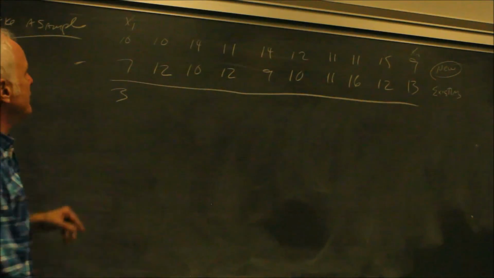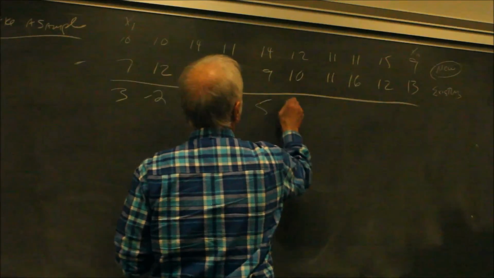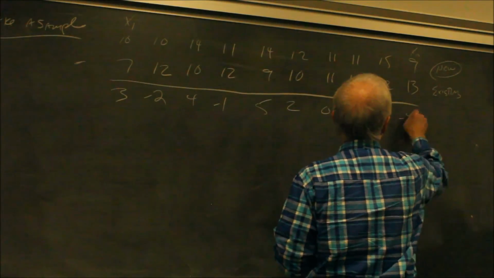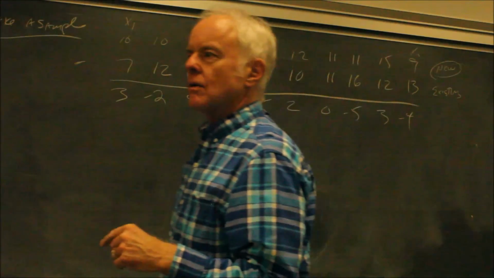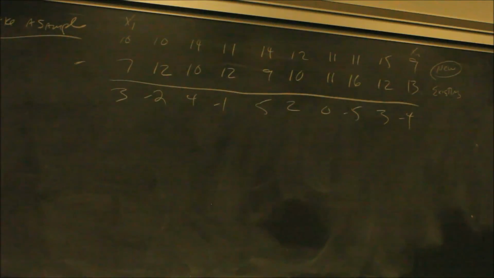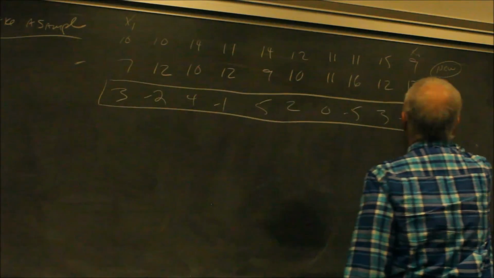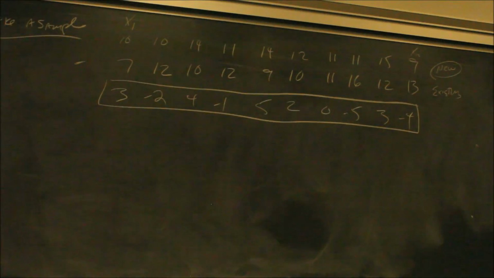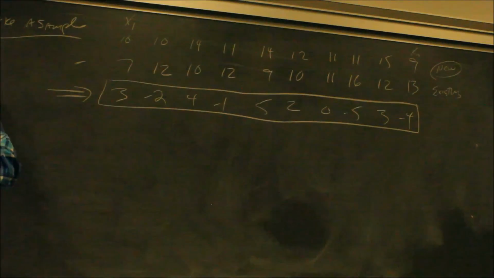And so then you take the difference. This would be a -2, this is a 4, -1, this is a 5, that's a 2, that's a 0, that's a -5, that's a 3, and that's a -4. Okay? So you take the difference, and this is the data that you use. It's the difference. That's the data that you use. These are the differences.